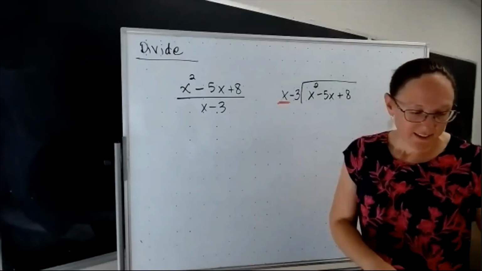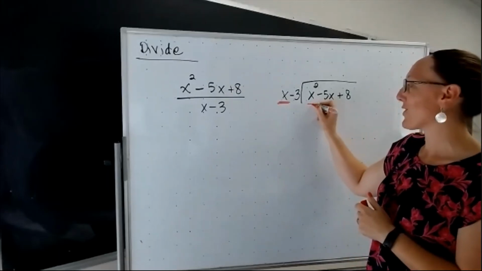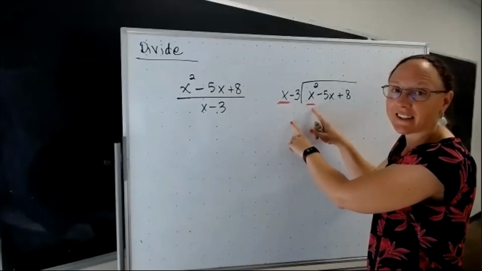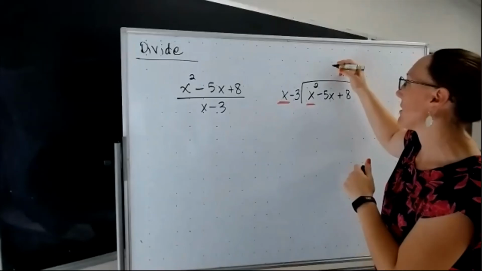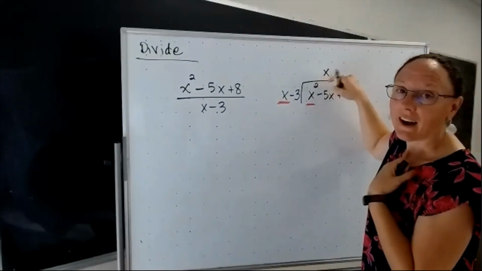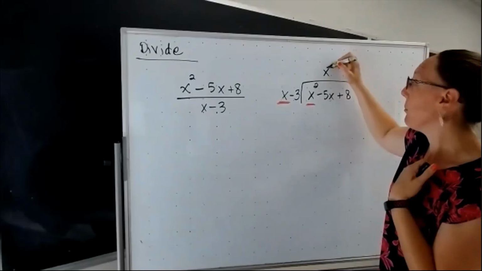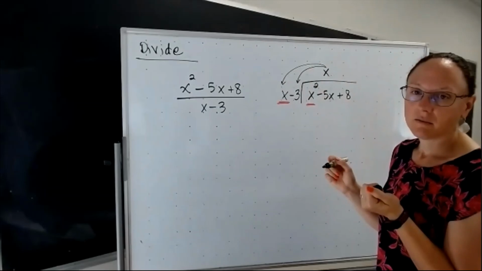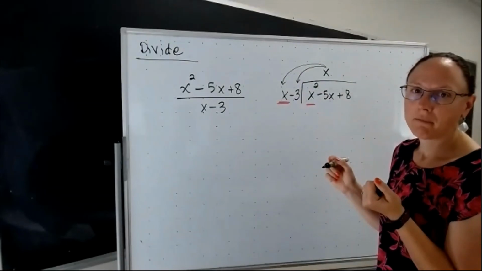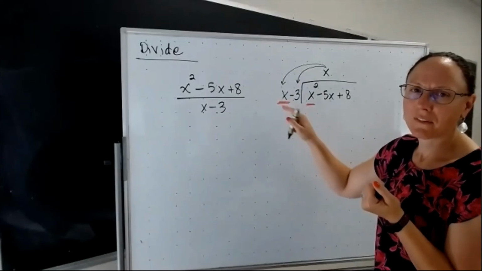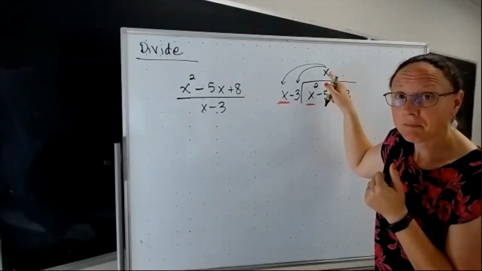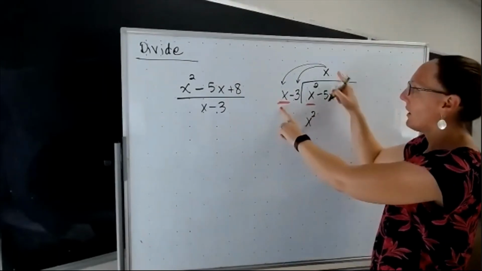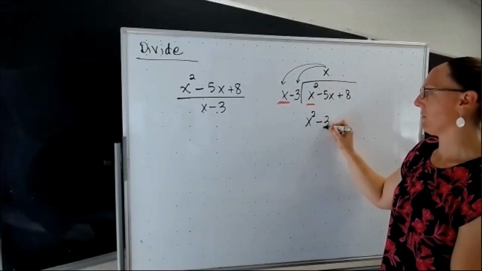So I'm going to look at that x and I'm going to look at the x squared inside and ask myself, what can I multiply x by to get to x squared? And the answer is x. Now I'm going to take that x and multiply it by the entire divisor. I think that's the mathy word for the thing that goes out here. So I'm going to have x times x and get x squared, and x times -3 to have -3x.